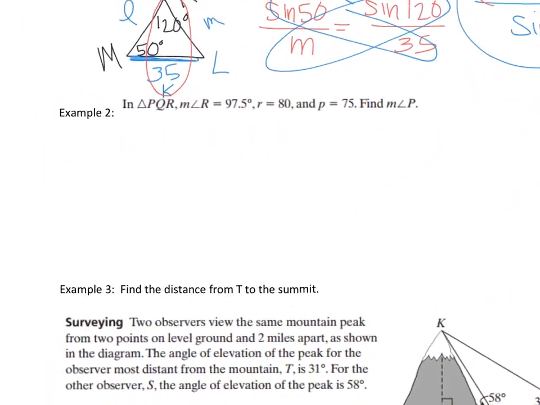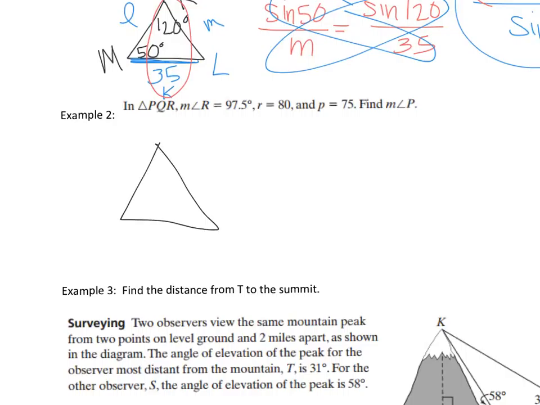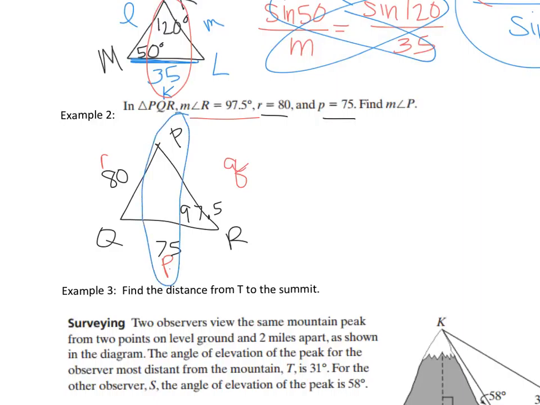So in example 2, I'm going to draw a triangle PQR. It doesn't matter how I draw the triangle, as long as little r is across from big R, lowercase q is across from uppercase Q, and lowercase p is across from the angle P. So I need to label 97.5 as angle R, side length R is 80, side length P is 75. So I'm trying to find angle P. So angle P is across from side P, so these two need to stay together. I'm going to use these two in my ratio.